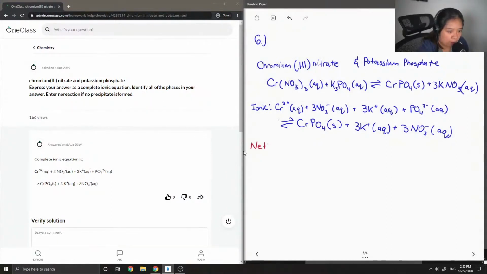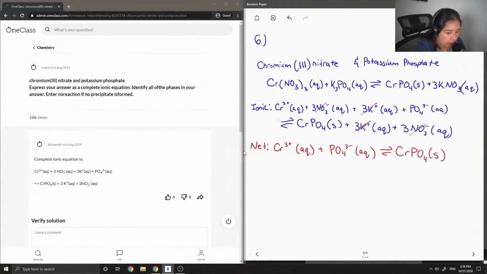But when we write out our net ionic equation, I'm going to cross out our spectator ions. Spectator ions are the same on both sides of the reactants and the products. So in this case, it's going to be the 3 NO3 minus and the 3 potassium plus. So our net ionic equation is the following. So this simplifies it a lot more.